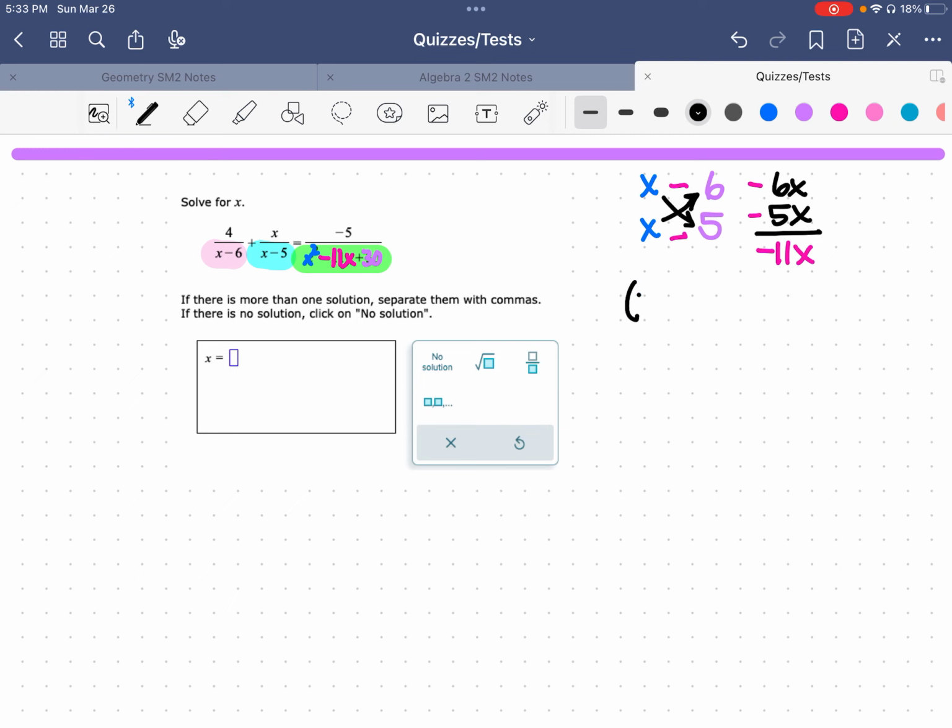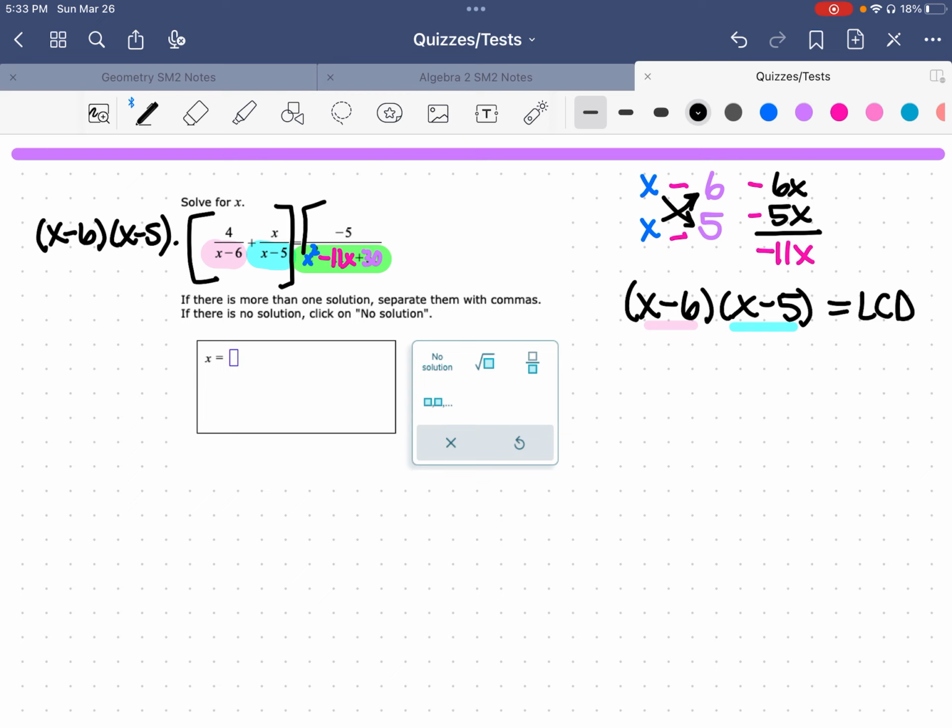Look at that. I've gone ahead and I factored. This one is the pink. This one is the blue. That means that this is going to be my LCD. Now remember, what you're going to do is you're going to multiply this side times your LCD, and you're going to multiply this side times your LCD.